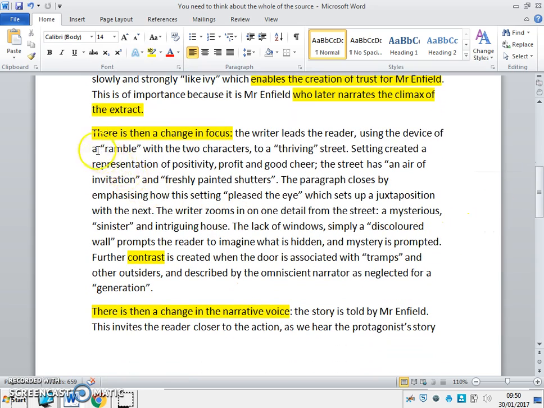There is then a change in focus. Okay, if you take one thing from this video, take this. That is a great way to start a paragraph where there's a setting change or anything like that, because the word focus is in the mark scheme. There is then a change of focus.